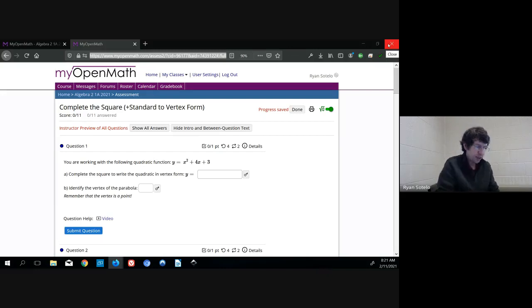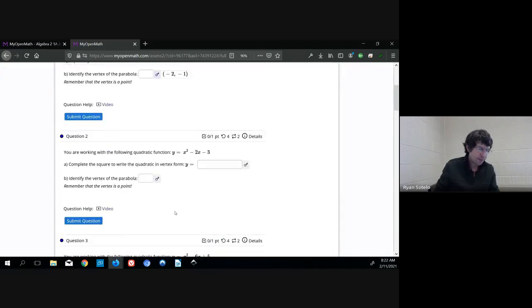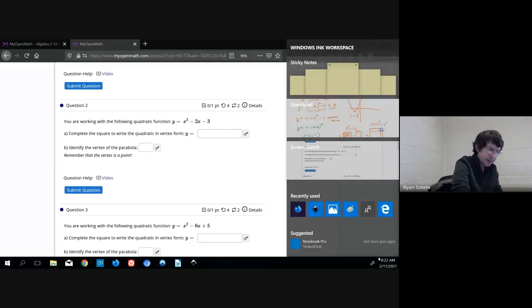So complete the square, write the quadratic in vertex form. You get x plus 2 squared minus 1. You do that by completing the square. Identify the vertex of the parabola, take the opposite of x, so minus 2, and take that as is, minus 1, and you get the vertex. So that's what you got to do there. So we'll do another one, just to practice.